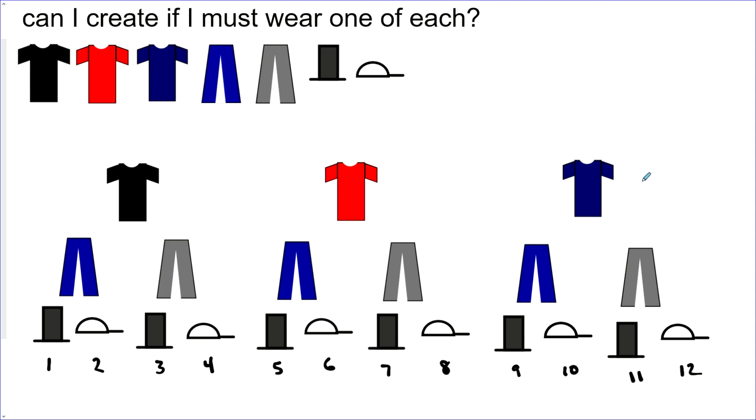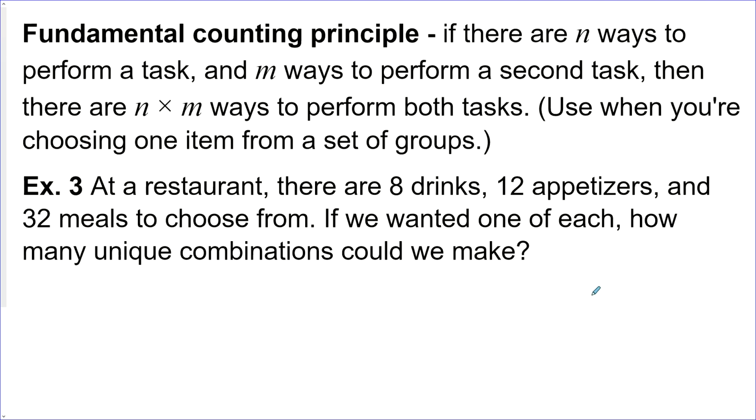But if this question was really long and I had 37 shirts and 5 pants and 22 hats, I wouldn't want to be drawing it out here. So again, I've got 3 shirts, and then I've got 2 pants, and then I've got 2 more hats. So 12 options. And this is the fundamental counting principle.